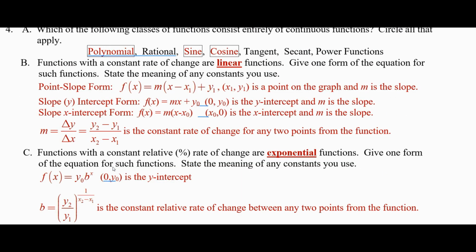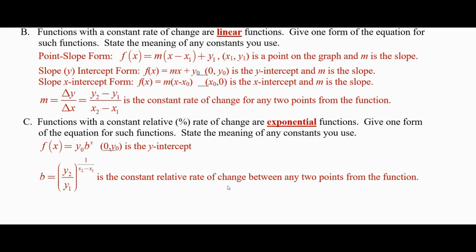Compare and contrast that with exponential functions, which have a constant relative rate of change, a constant percentage change. So for linear functions, the amount of change each unit of the input is going to be the same amount of change, but not necessarily the same percentage change. It's backwards for exponential functions. They have the same percentage change, but not the same actual rate of change. We get similar formulas.